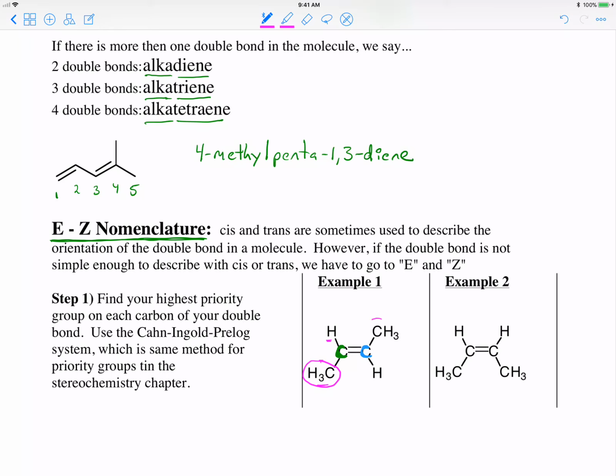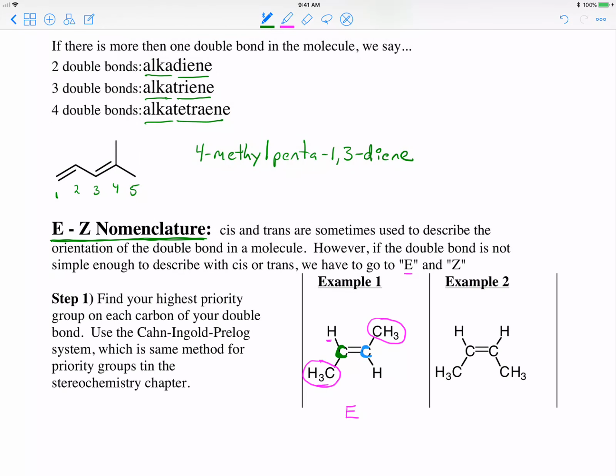So I say find the highest priority group on that carbon of the double bond, and then I find the highest priority group on the other carbon of the double bond. They are opposite each other. All right? E stands for opposite, so this would be an E configuration for that double bond. Now you're saying, well, why can't we just call it trans? Well, in some cases, and we'll see this on the next page, it's not as easy as saying cis or trans. But let's go ahead and just make sure that we know how to do this.